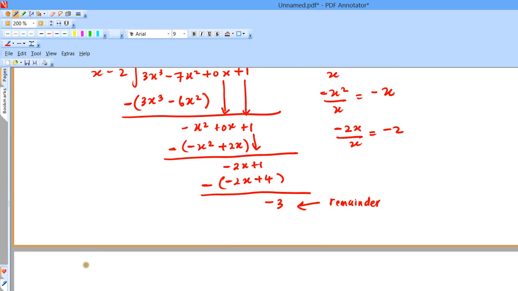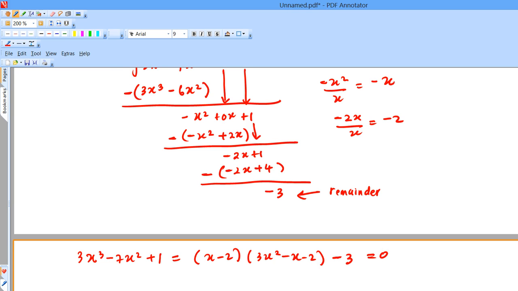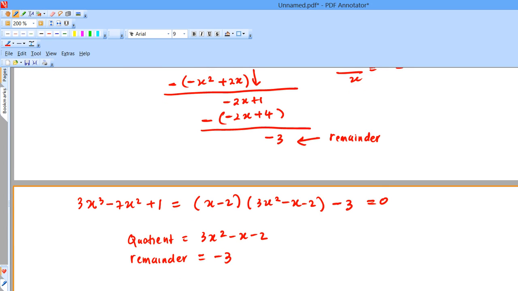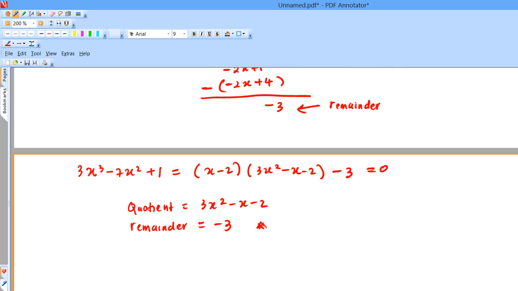And this question is to find the quotient and remainder. From the cubic expression, we have 3x cubed minus 7x squared plus 1 actually equal to the divisor x minus 2 times the quotient, 3x squared minus x minus 2, and then plus the remainder, minus 3. So you can list down here: quotient equals 3x squared minus x minus 2, and then remainder equals negative 3. Okay, thank you.